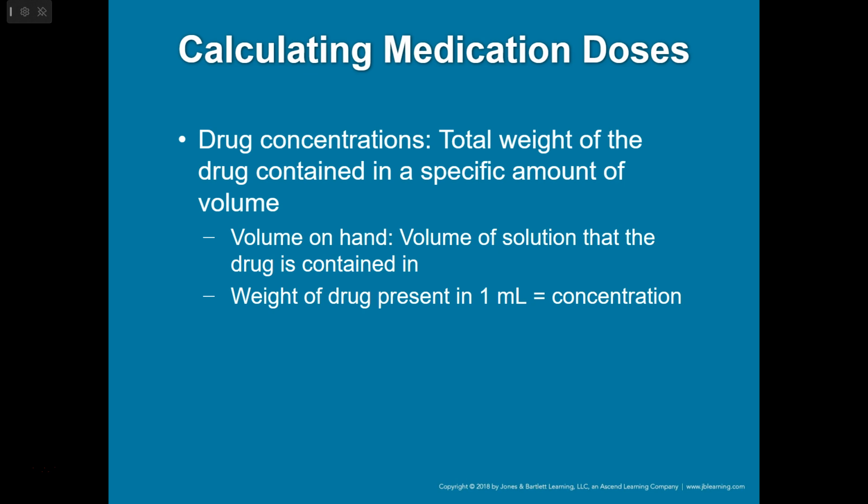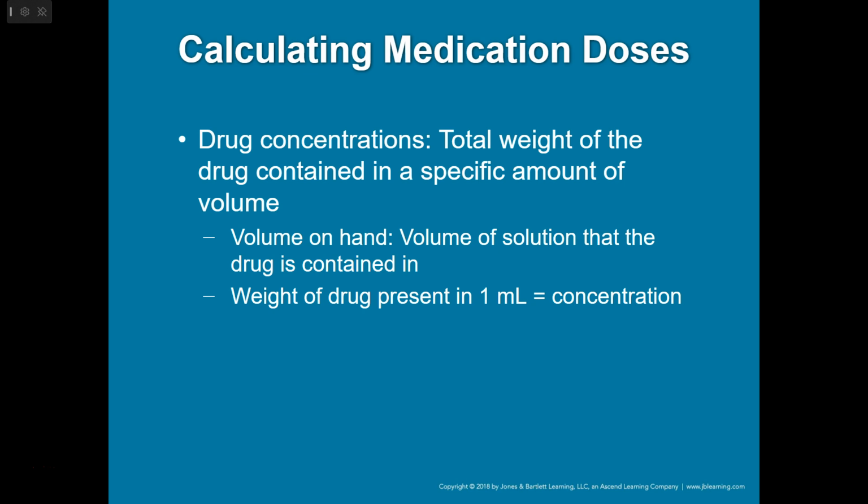The drug concentration is the total weight of the drug contained in a specific amount of volume. So this will be on our little vials that we'll see. It says 5 milligrams in 2 milliliters, or whatever it might be. That's going to be the drug concentration: how much of that drug, the weight of it, the milligrams, is in that volume of fluid.